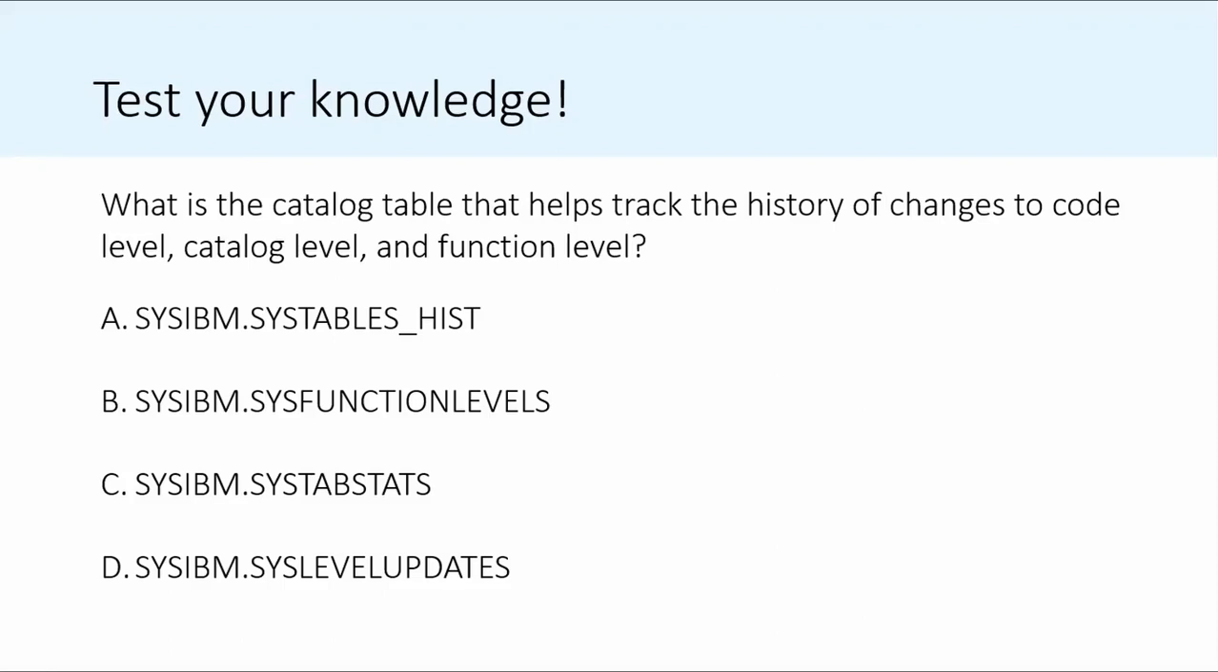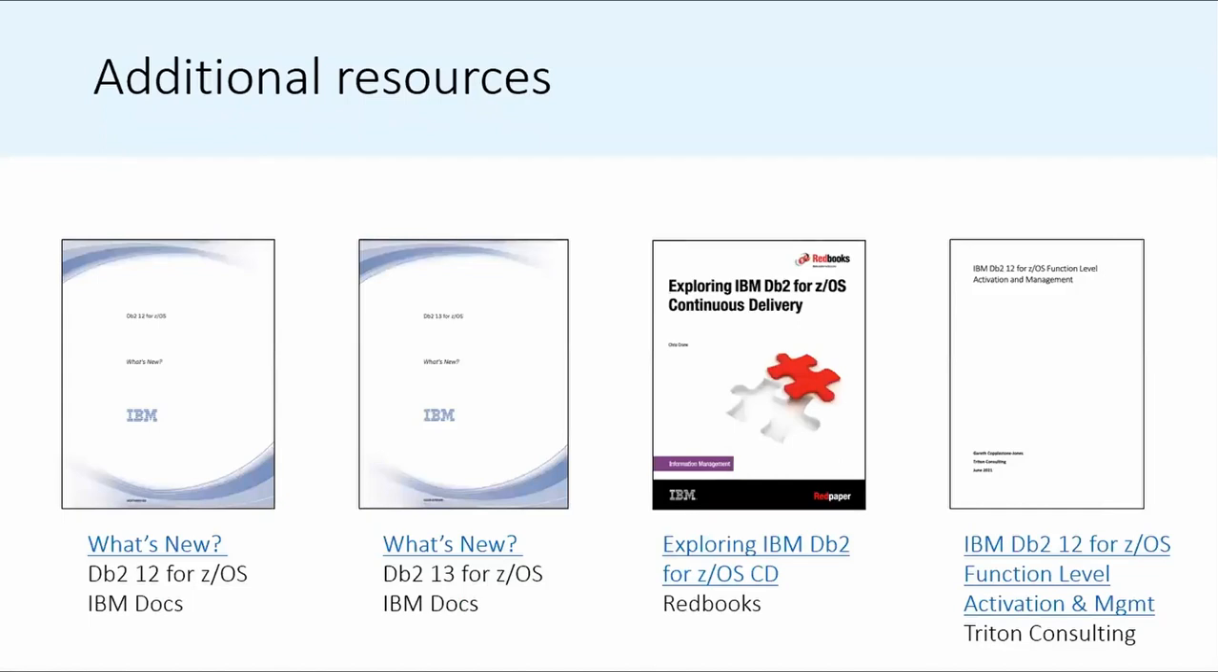And I see we have some people answering in the chat. I will give it another moment before moving on. All right, looks like everybody's answering the same way. So let's go ahead and see if they're right. Okay, after I get the screen active, and yes, it is D, everybody's right: SYSIBM.SYSLEVELUPDATES, as I just talked about. Wonderful. And thank you, Mark.